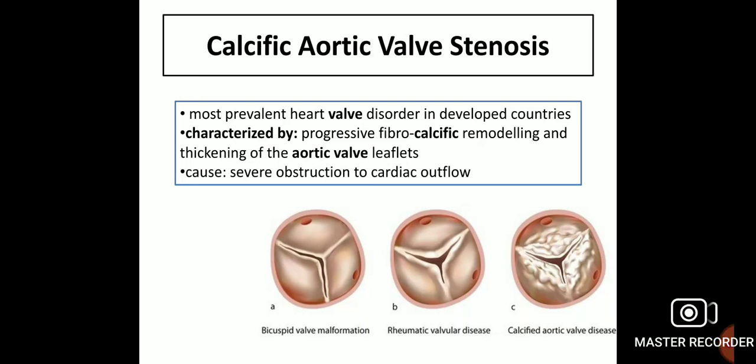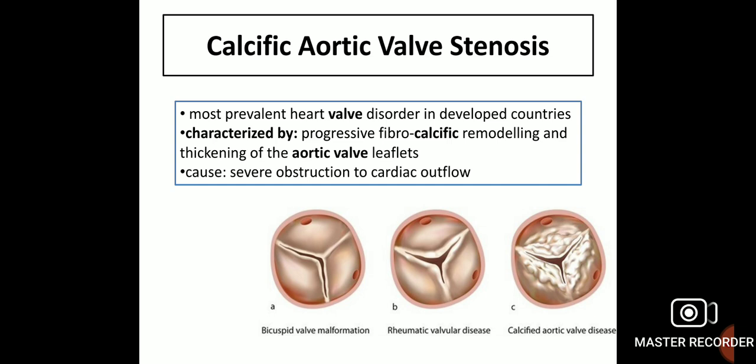So calcific aortic valve stenosis is the most prevalent heart valve disorder in developed countries because of sedentary lifestyle and many other factors. It is characterized by progressive fibrocalcific remodeling and thickening of the aortic valve leaflets. I'm talking about the leaflets because of their structure. It leads to severe obstruction to cardiac outflow.